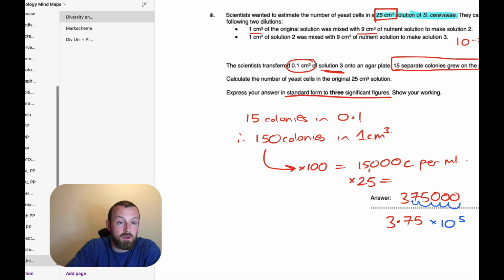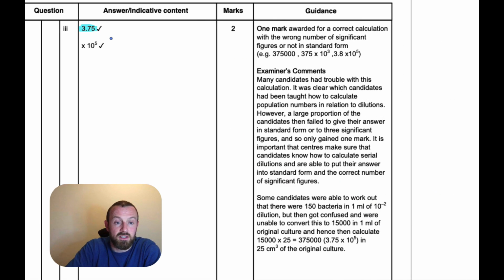And let's just look at the mark scheme super quick to see how many marks that is. That's 2 marks, 1 for the 3.75 and 1 for the 10 to the 5. So even if you got the standard form bit wrong, you might have still got a mark for 3.75.